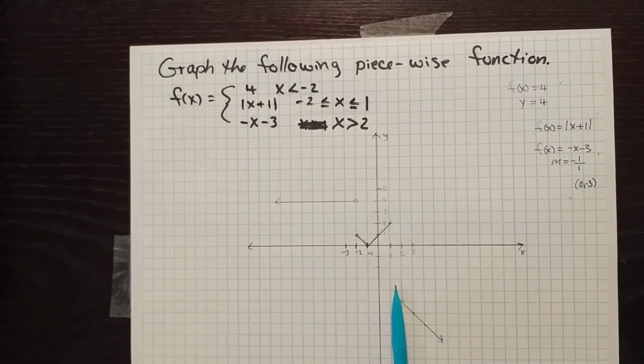If you notice right here between 1 and 2, there's no part of the graph. There's a big gap because it's not defined right there.